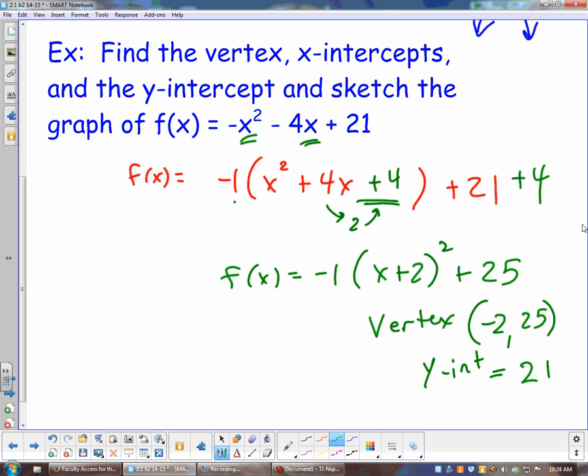By adding 4 here, everything here has to get multiplied by this negative 1. So that means by putting a 4 here, I really subtracted 4 from the function. So I need to undo that by adding 4.